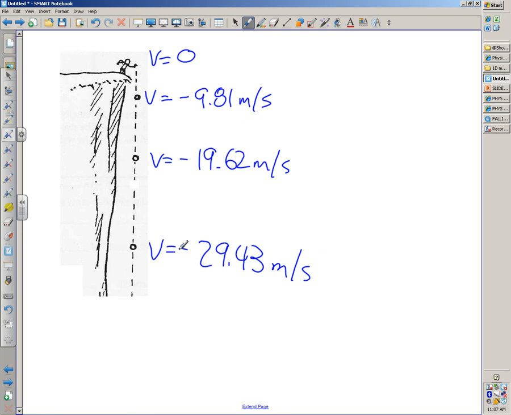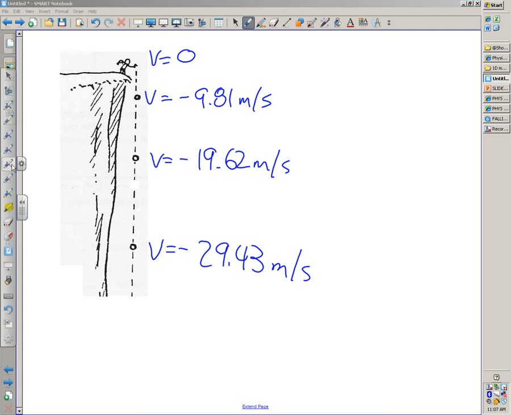Good on that? Okay. Here's how we start relating this back to what we're doing in this unit. Is this a constant acceleration? It is. Those equations only work if acceleration is constant.